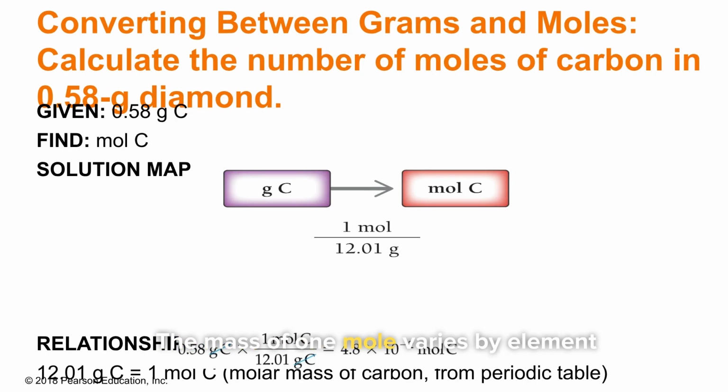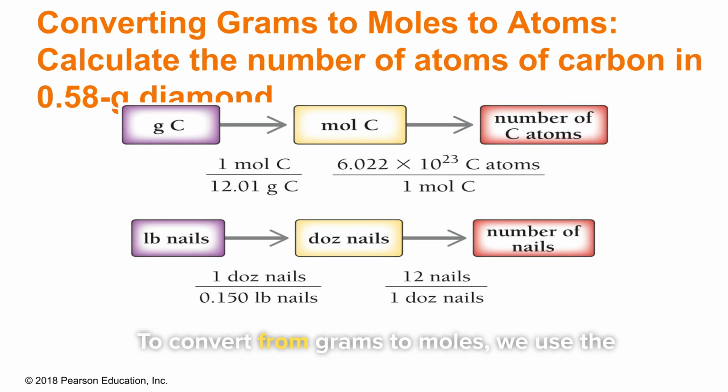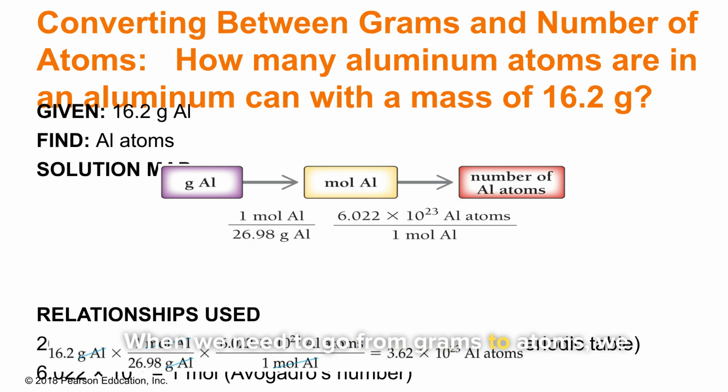The mass of 1 mole varies by element because atoms differ in their individual masses. Lighter atoms result in a smaller mass for 1 mole, while heavier atoms result in a larger mass. To convert from grams to moles, we use the molar mass as a conversion factor. For a 0.58 gram diamond, we use the molar mass of carbon, 12.01 grams per mole, to calculate the moles present. When we need to go from grams to atoms, we use a 2-step process.